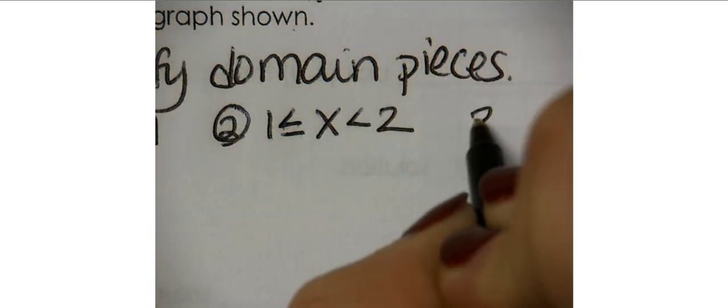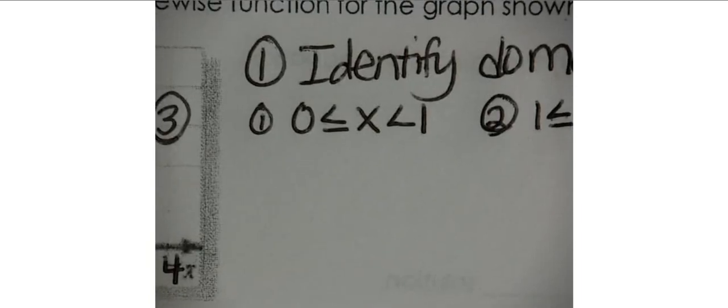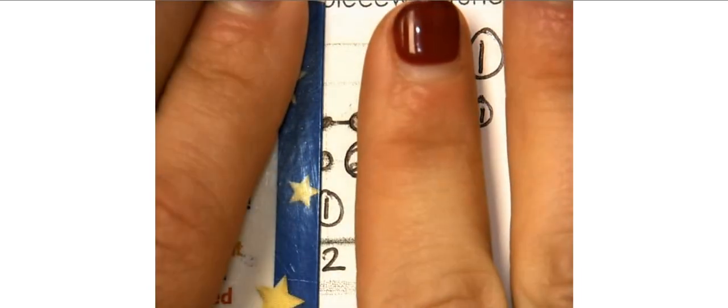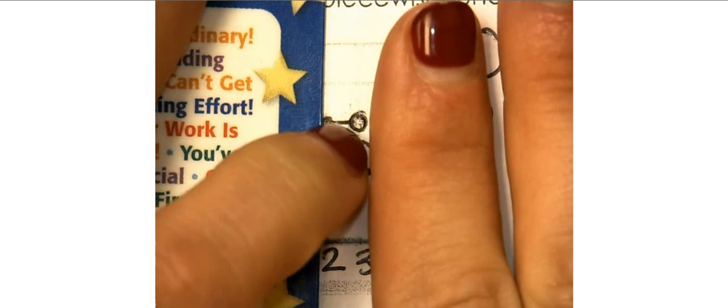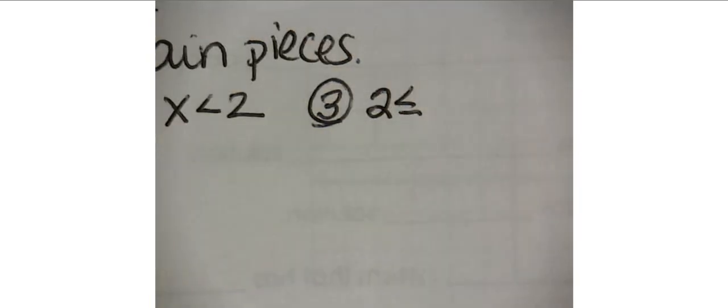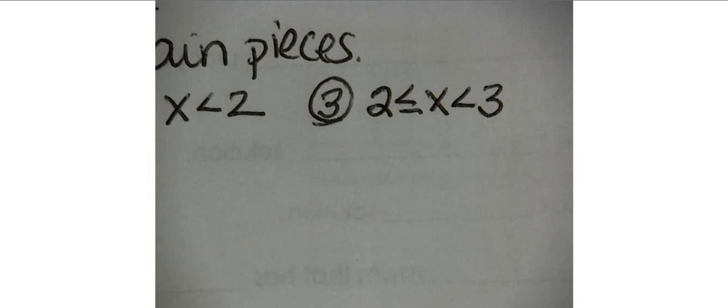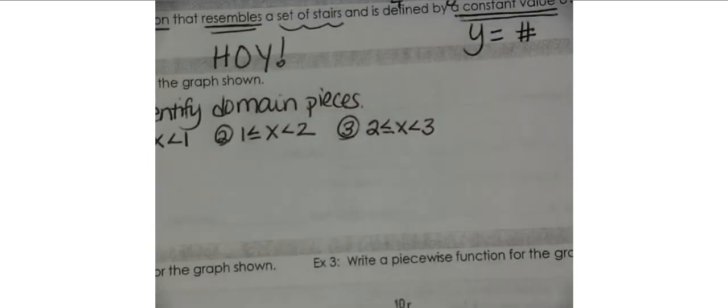And my third piece, if I were to isolate just that side, it looks like it's all of the values in between 2 and 3, where 2 has a closed circle and 3 has an open circle. So my piece is going to be 2 is less than or equal to x, which is less than 3. Awesome. So those are my domain pieces.